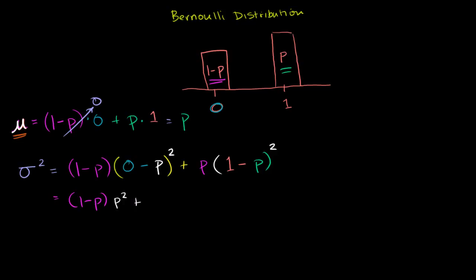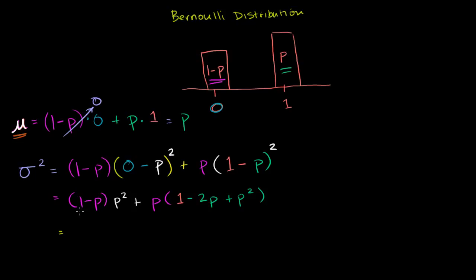Then plus p times, what's 1 minus p squared? 1 minus p squared is going to be 1 squared, which is just 1, minus 2 times the product of these, so minus 2p, and then plus p squared, just like that. And now let's multiply everything out.